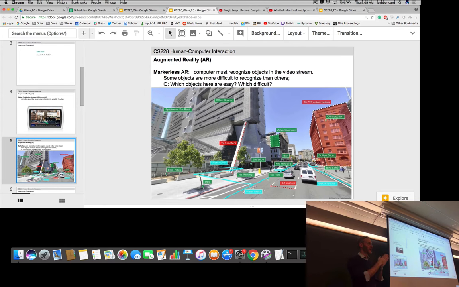Remember back to the beginning of the course, we talked about blocking teens out of texting while driving, right? So now we're in that sort of territory again, which makes AR an interesting HCI application. It's not just about recognizing ads, it's thinking about the larger context here.